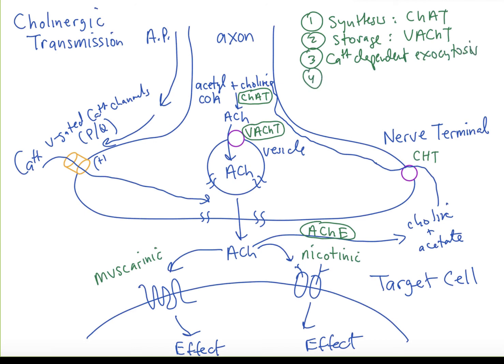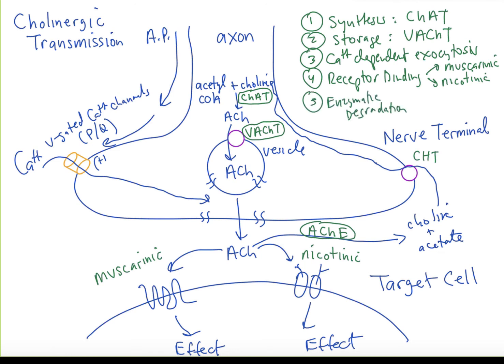So we have receptor binding, which we have either muscarinic receptors, which are GPCRs, or nicotinic, which are ligand-gated cation channels. And number 5, we have enzymatic degradation by acetylcholinesterase. Now, we could also include the choline transporter that's required to take up choline, which provides the choline for synthesis of acetylcholine.